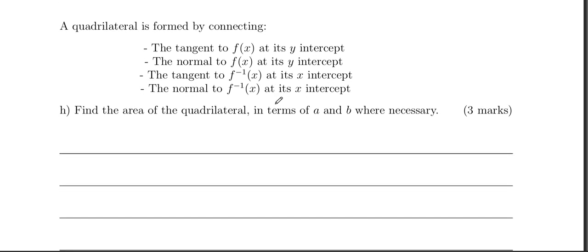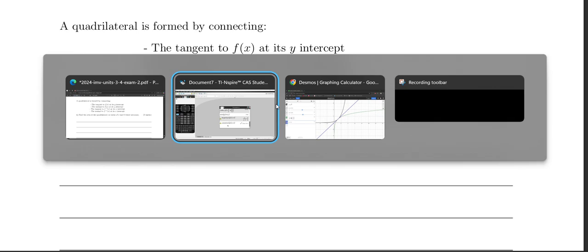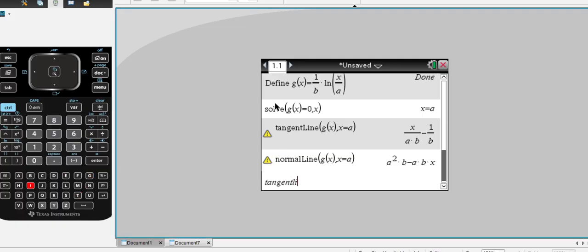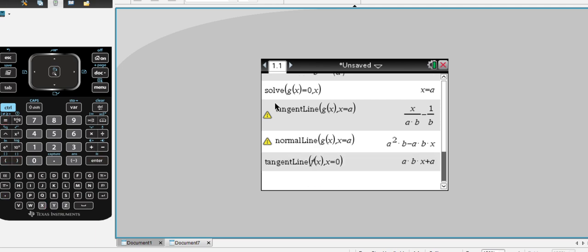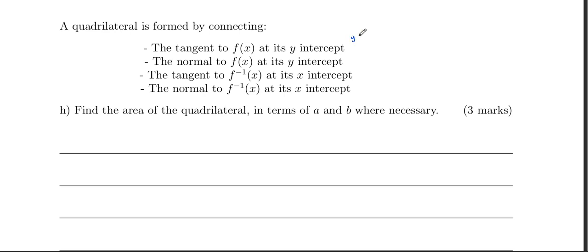A quadrilateral is formed by connecting a bunch of points. All right. Okay. First of all, tangent to f of x at its y-intercept. So tangent to f of x at x equals 0. So that's going to be y equals abx plus a.